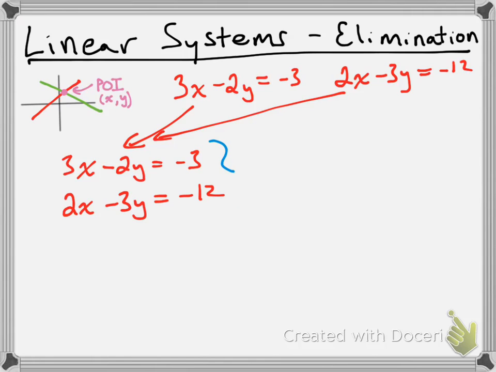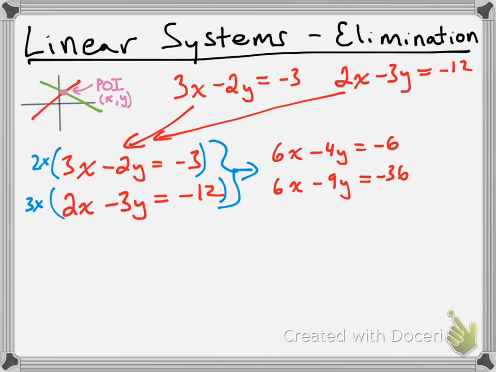So I'm going to change up these equations. Specifically, I'm going to multiply the first one by 2 and the second one by 3. If I multiply the first one by 2, I'm going to have 6x minus 4y is equal to negative 6. And if I multiply the entire bottom equation by 3, I'm going to have 6x minus 9y is equal to negative 36. Okay, so notice that the coefficients of the x terms are the same in both equations.